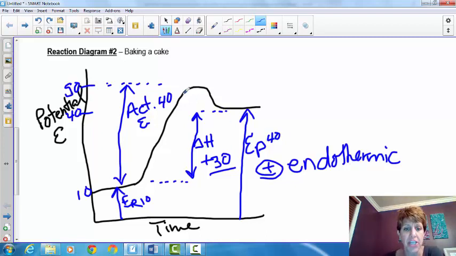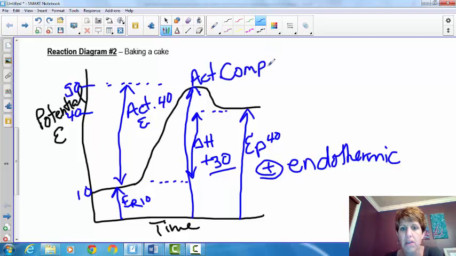Something that I didn't mention, there is also a name for this. At the very peak, if I go like this, is what I call my activated complex. That's a great thing to know. Let me actually do a couple more things on here to show you. Let me use another color. I'm going to use green. If I was going to do this reaction in reverse, this would be my reactant and this would be my product. And instead of being endothermic, it would be exothermic, and I would go this direction.